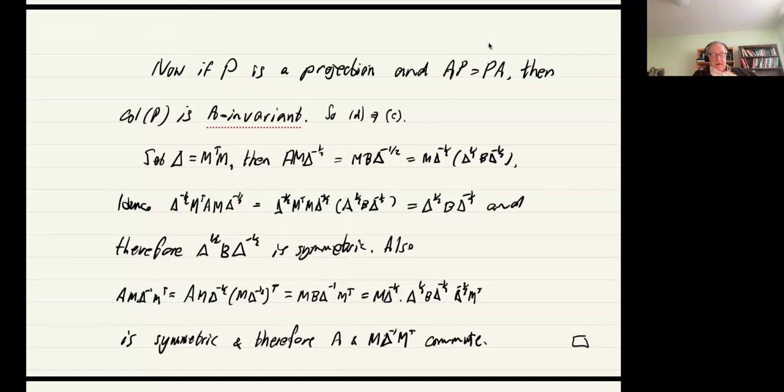This is just M transpose M inverted, M transpose. So we have that. Now I've written it, all I'm doing is splitting the delta into two square roots and rearranging it a little bit. And eventually I get this.